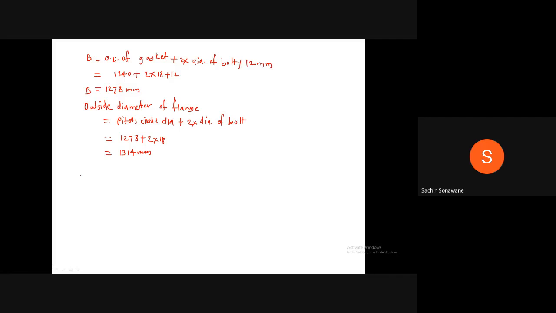Now we'll find out flange thickness, TF. The formula of TF is given by TF is equal to G into square root of P divided by K into F, plus C, where K is equal to 1 divided by 0.3 plus 1.5 Wm into Hg divided by H into G.